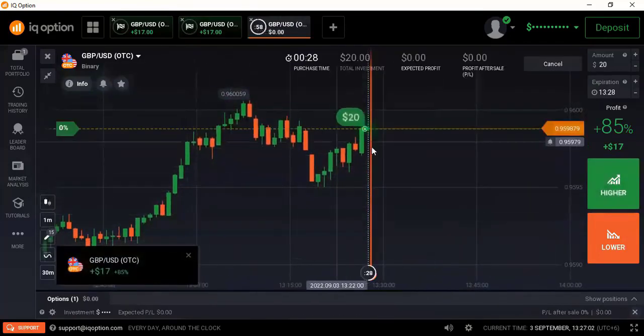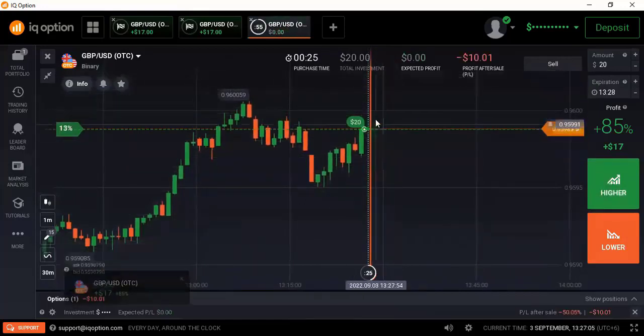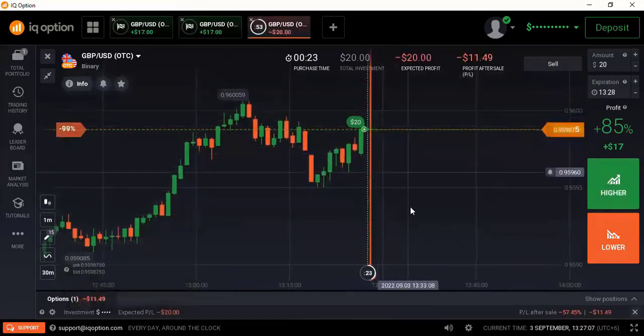Okay, this was my winning trade. I again placed my trade here in the upward direction for 1 minute. I think the market will again continue in the same direction. So let's see what will happen here.